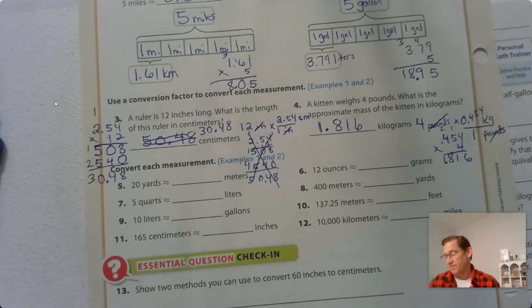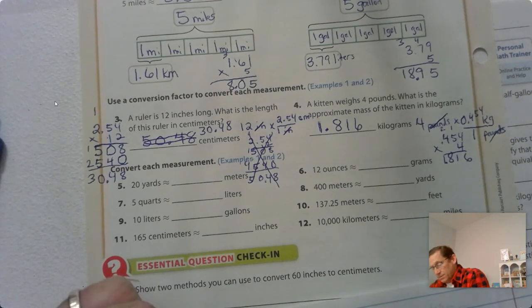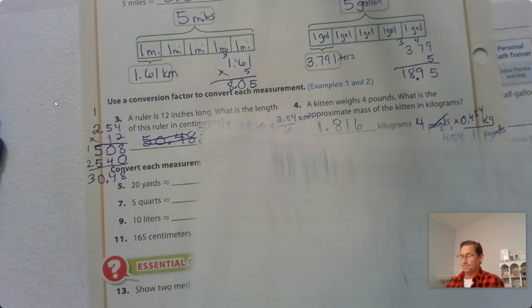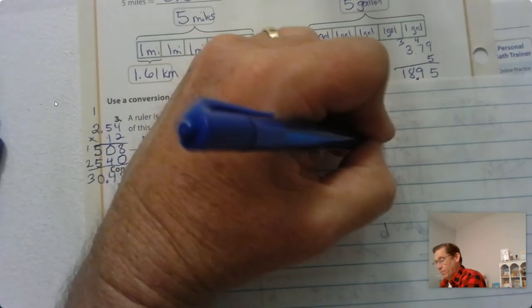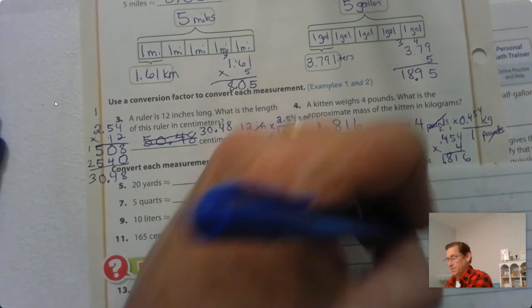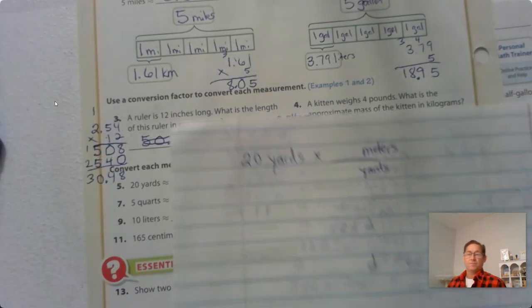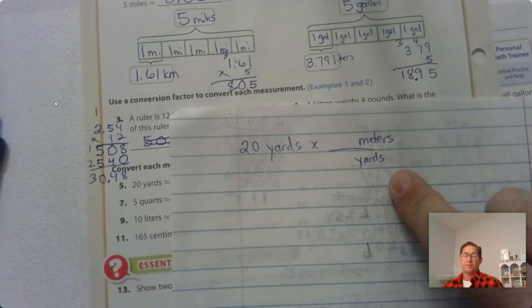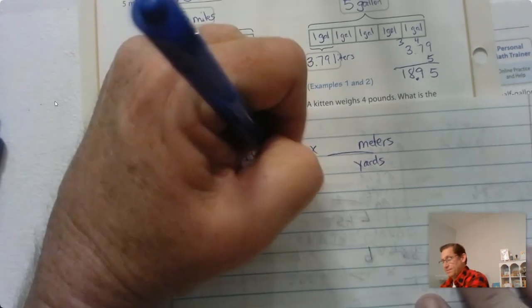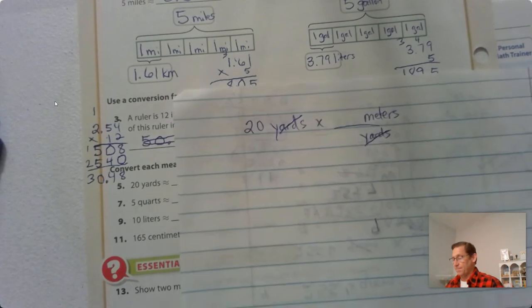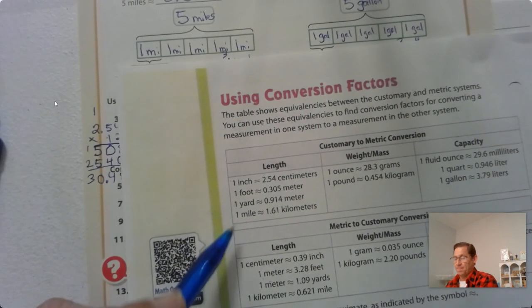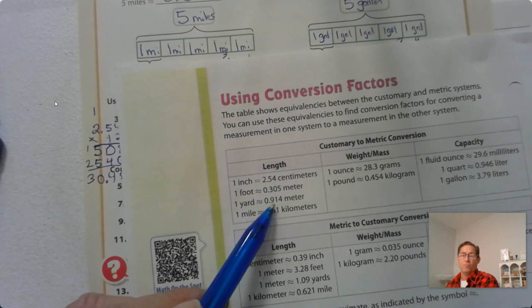All right, number 5, convert each measurement. 20 yards is approximately how many meters? All right, so start with what we know. So we have 20 yards. And we want to convert the yards into meters. So we want meters over yards because we want the yards to divide out. So how many meters are in a yard? 1 yard is 0.914.